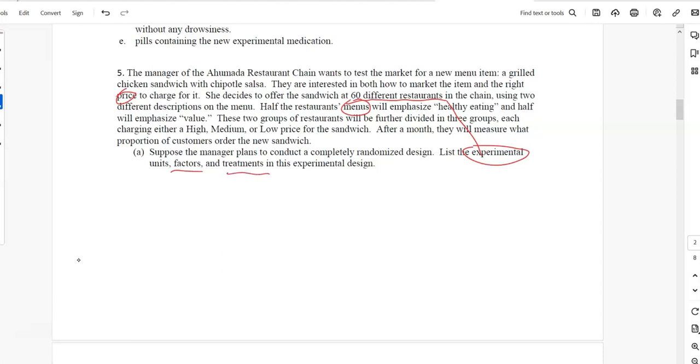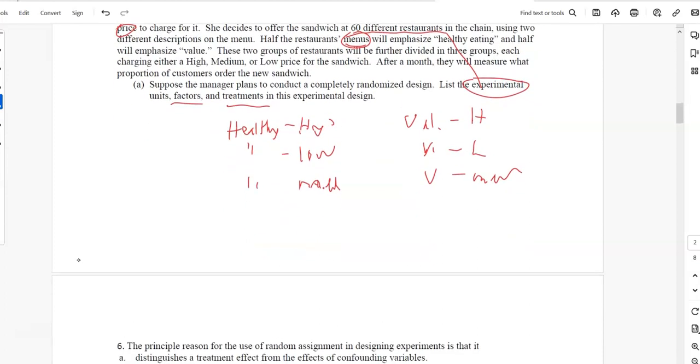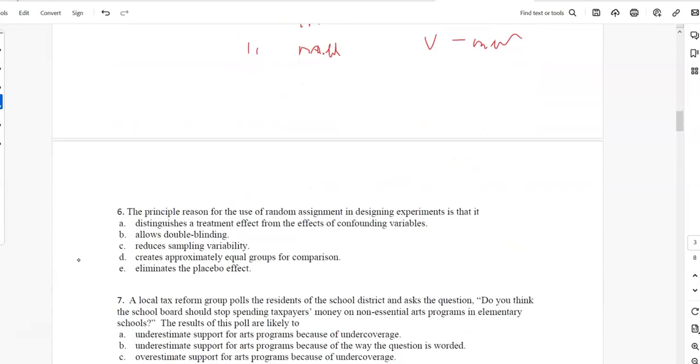So if you want to really just talk about the treatments, we could break it down and start writing it like, one of the factors was a menu, like the healthy eating or the value, right? So healthy was one of them. So healthy and then the high price, we're going to say. Healthy and then the low price. Healthy and then the medium price. I think there were 3. And then the value and the high price, the value and the low price and the value, sorry, I'm being really sloppy here, in the medium price. All the 3 prices, and you got it. Just list out the treatments, all the possibilities. There were 6 different options there.